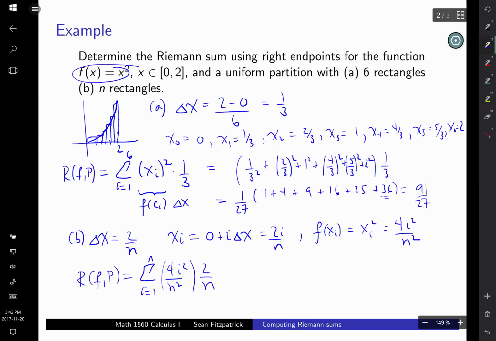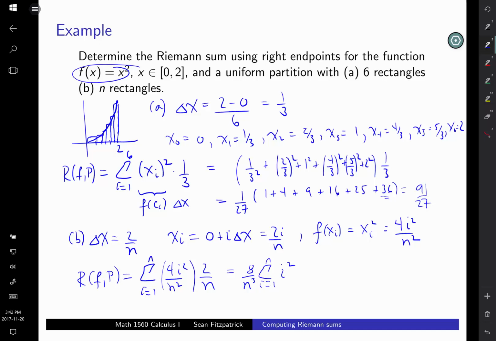And at this point, there's not much else that you can do with that. I mean, you could simplify a little if you realize that really the only thing that isn't a constant common factor here is the i squared, right? The 4, the 2, and the n's I could pull out. I could write this as 8 over n cubed times the sum i going from 1 to n of i squared, right? So you can pull constants out of a sum. Essentially all you're doing here is factoring.